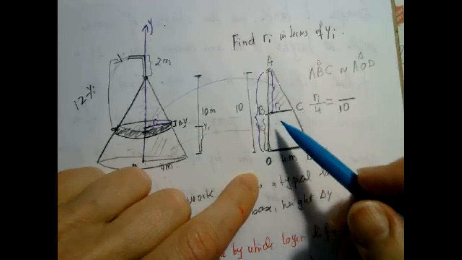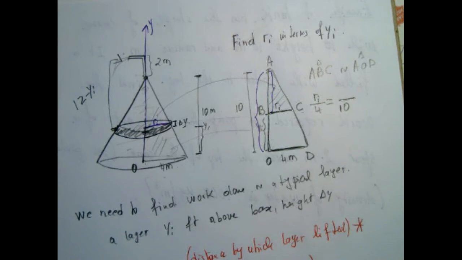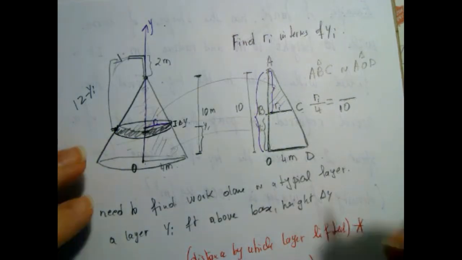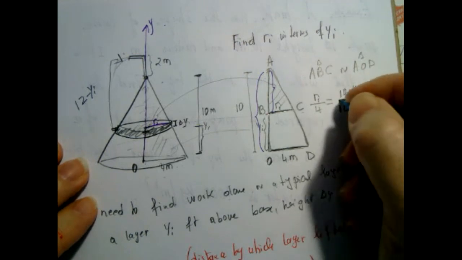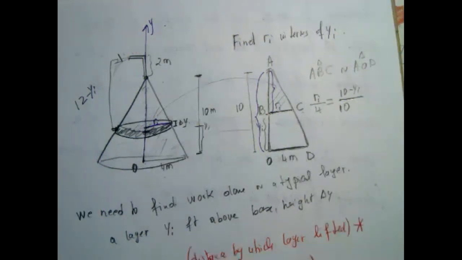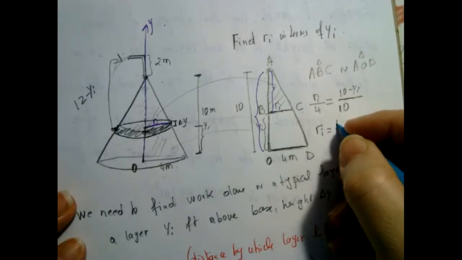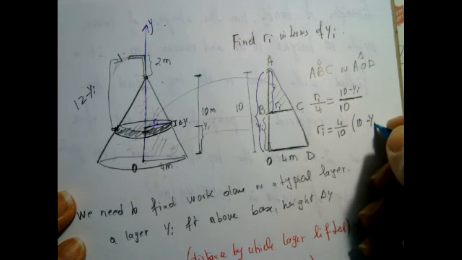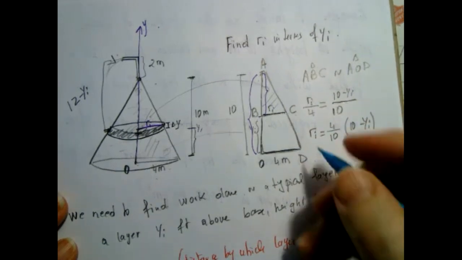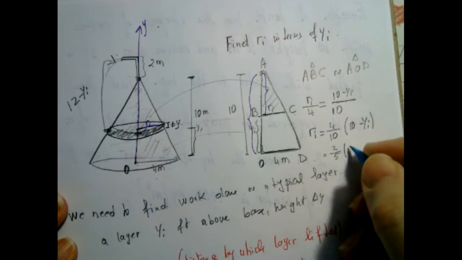So it's going to be equal to, this is my 10 down here. And from A to B, how much do we have? Again, you look at your picture. 10 minus y. 10 minus yi. And this is going to give me the radius is 4/10 of 10 minus yi, I mean 2/5, 10 minus yi.